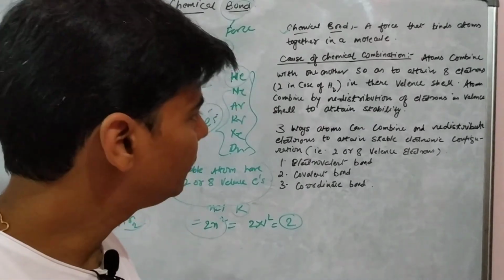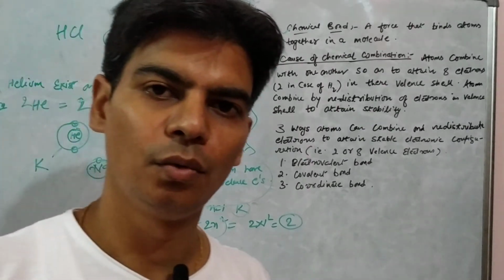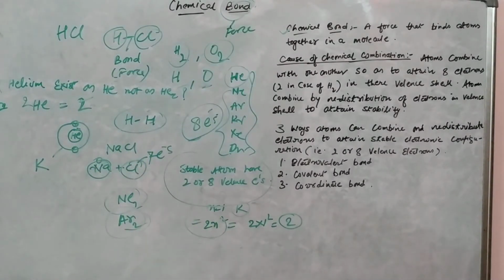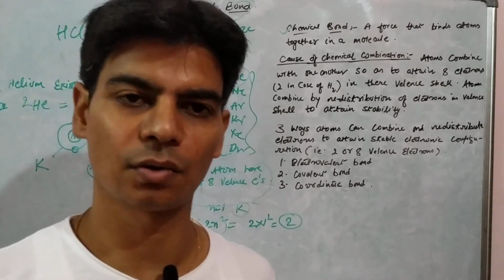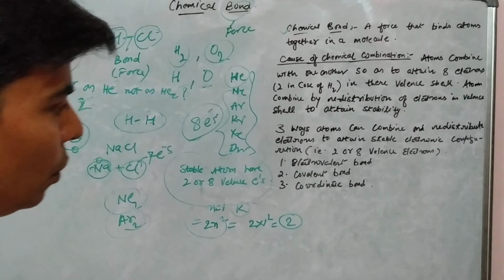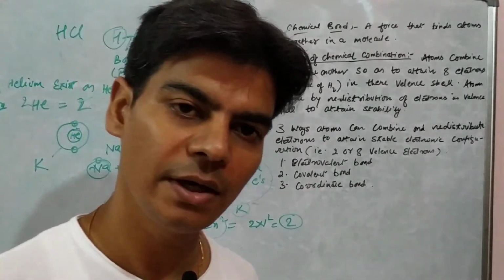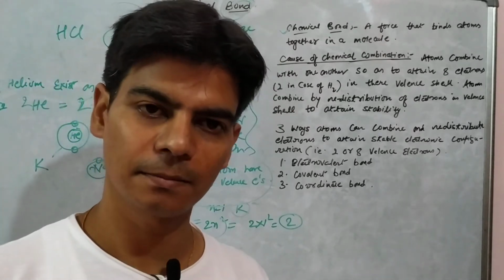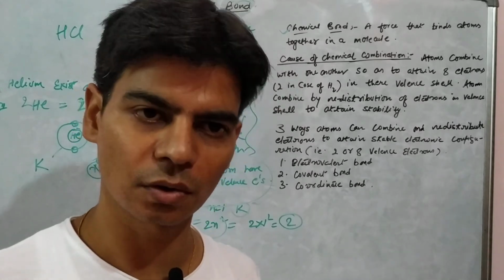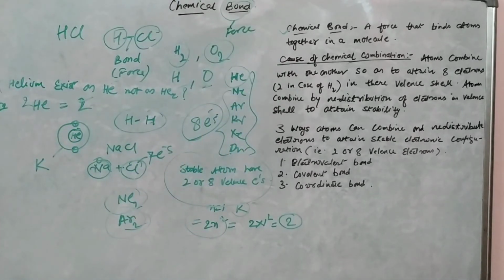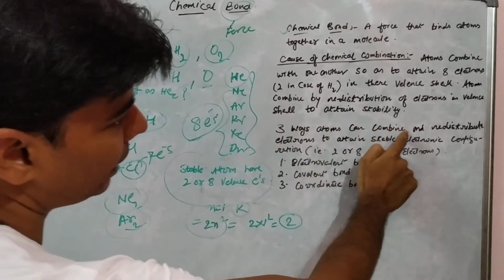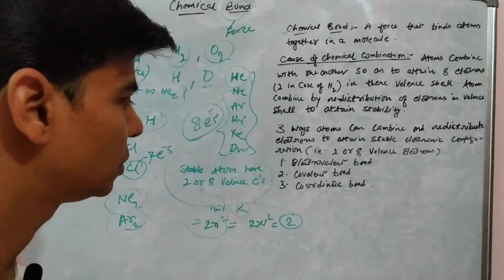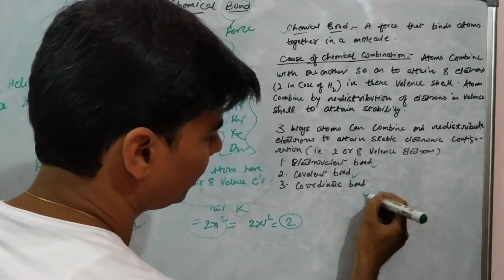And since we have said that atoms combine to form molecules, right, these atoms like hydrogen atoms, sodium and chlorine will combine with one another to attain 2 or 8 electrons in their outermost shell, right? So how will they attain 2 or 8 electrons? One way we have already seen, I've shown you one example of hydrogen where both hydrogen atoms shared 1 electron, right, to attain 2 electrons in their outermost orbit. So there are 3 ways atoms can combine and redistribute electrons to attain stable electronic configuration, 2 or 8 valence electrons: electrovalent bond, covalent bond, and coordinate bond.